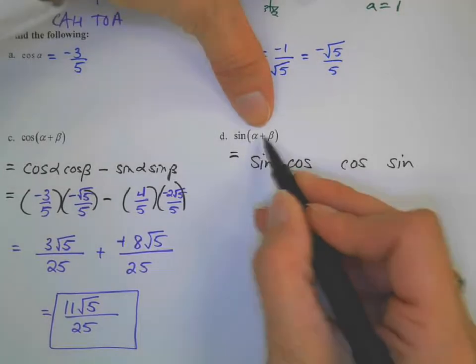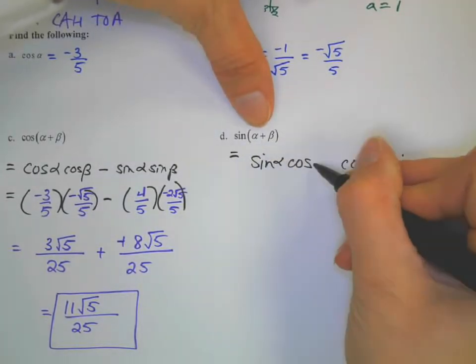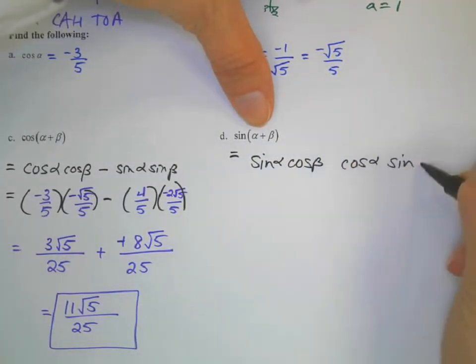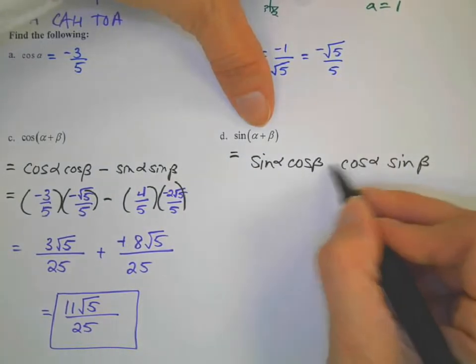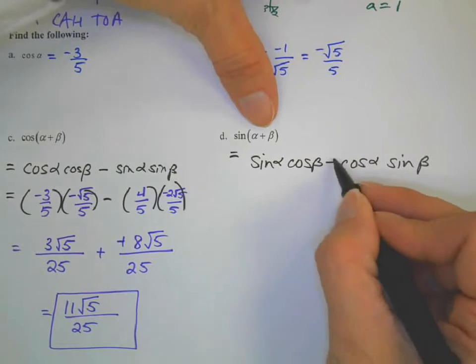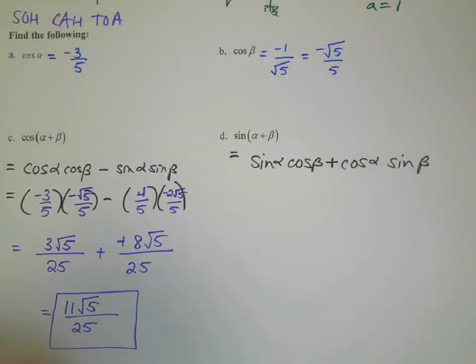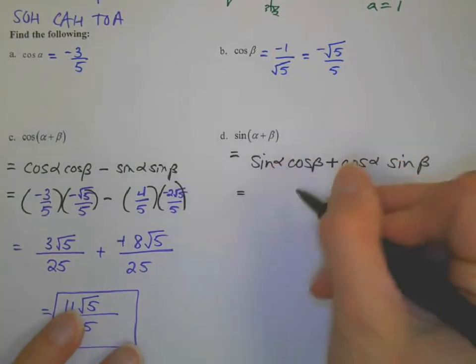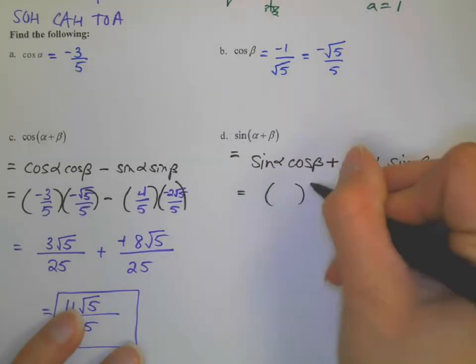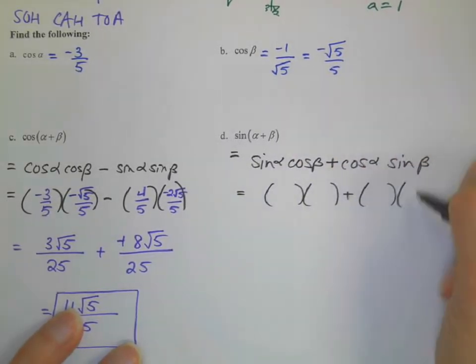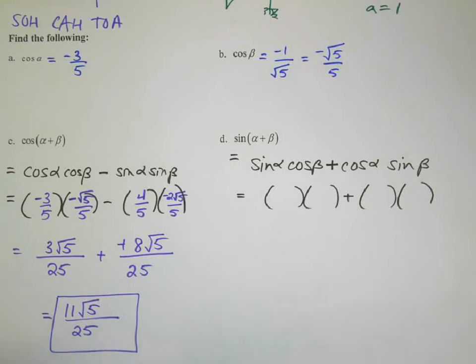The letters are alpha, beta. So it goes alpha, beta, alpha, beta. And then I have to put something here. Should it be plus or minus? Yeah, it's going to be a plus. Alright, let's go ahead and get our parentheses all set up. Parenthesis, parenthesis, parenthesis, parenthesis. Now we just have to figure out what the fractions are.